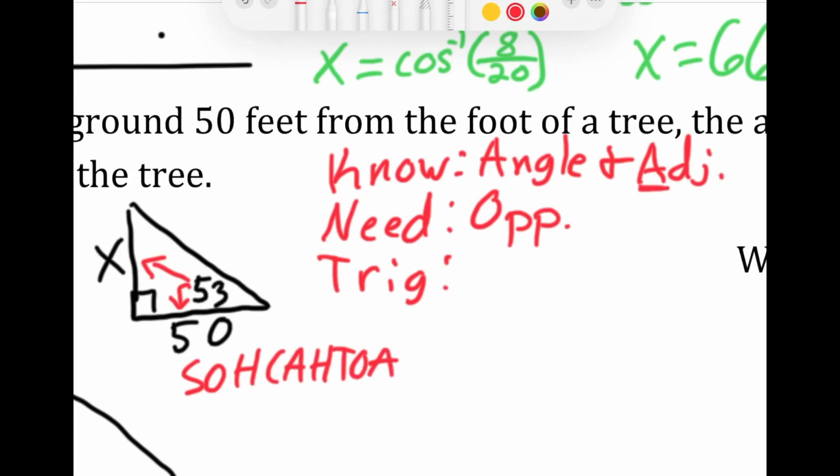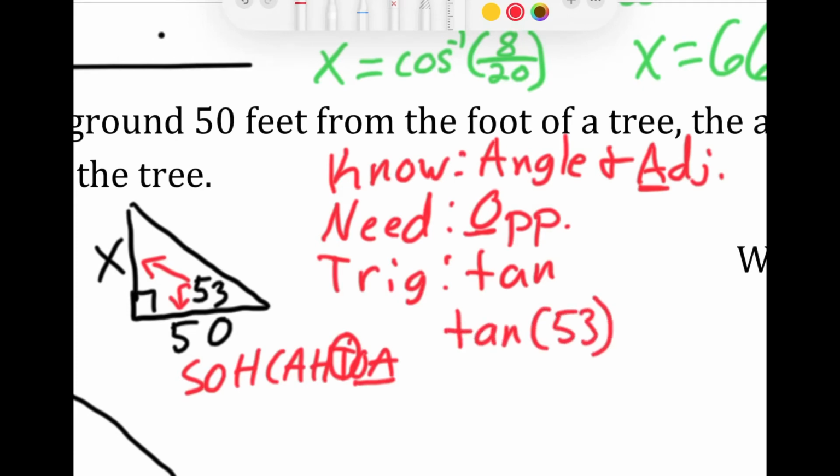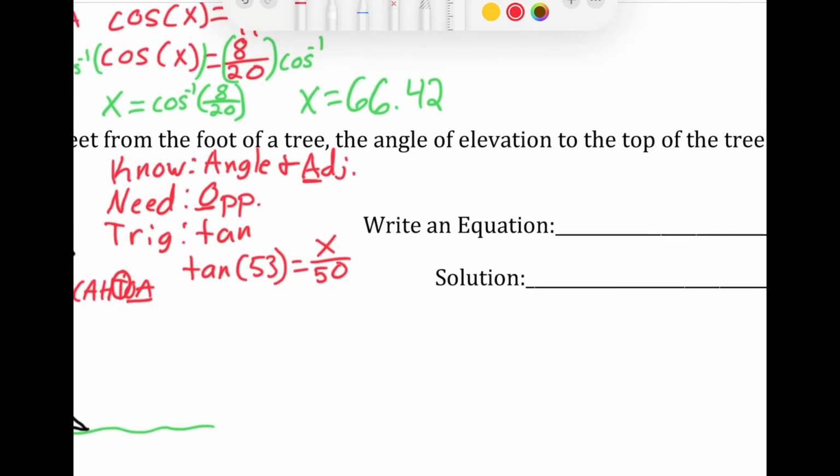So we have A and O involved. Which one has O and A involved in the trig function? Well, O and A is there together, so we're using tangent. So tan of the angle given, or the angle involved, equals O first, so opposite side first, over adjacent side, which is 50. So this is the equation that we're going to be using.